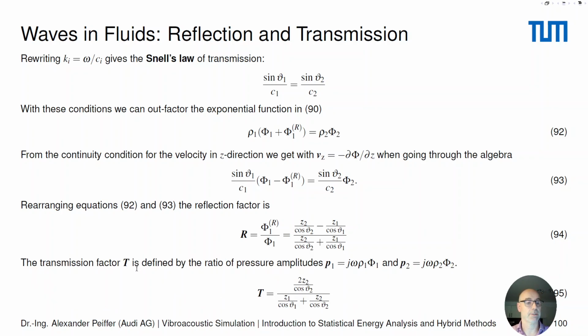The same can now be done for the transmission factor, which is the ratio between the transmitted wave function 2 and the velocity potential amplitude number 1, and this is the result that we get here. So again, the impedances and the angles of all the other solutions describe the transmission factor.